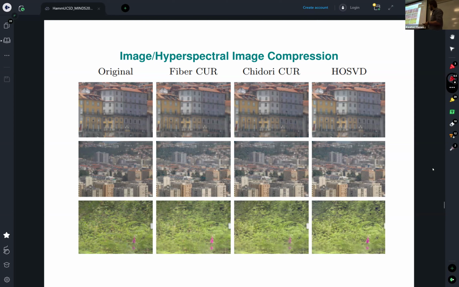Interestingly, one small thing I'll highlight is this block on the left-hand side, this little part of a sign or something. The higher order SVD pretty much doesn't capture that, which makes sense, because it's not a big piece of the image. If you're doing an SVD, you're not going to capture much information about it. Because we sample fibers randomly, you see those appear in the fiber and Chidori pieces, most likely because we sampled a whole fiber, or multiple fibers, that contain that piece of the image. So even though HOSVD might have slightly better error bounds, sometimes you can capture more salient information from the image by doing this fiber type sampling.